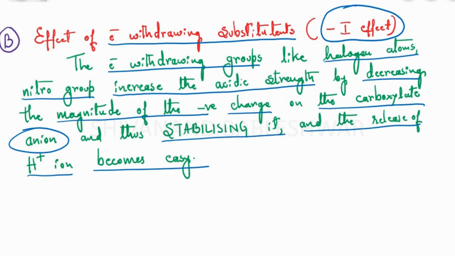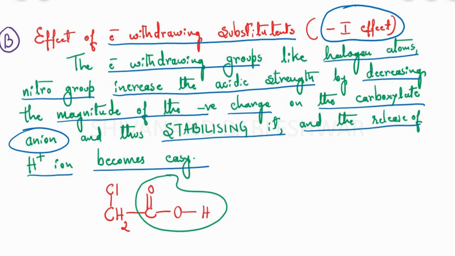Now let us take one example in a simple manner. I will take CH2, write one Cl, then followed by C double bond O, then followed by OH. So this is the functional group. The next carbon adjacent to the functional group is called the alpha carbon. The alpha carbon has one electron withdrawing substituent, the chloro group. So the name of this compound is alpha chloroacetic acid.